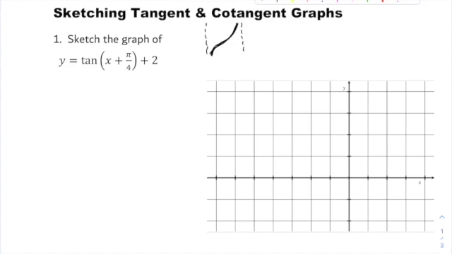But a couple of key differences here is that distance from there to there of the basic tangent graph, that period is pi, whereas in the sine, cosine, secant, cosecant graphs, the period is 2 pi to start with. So keep that in mind. You're going to be working off a basic period of pi for tangent and cotangent.